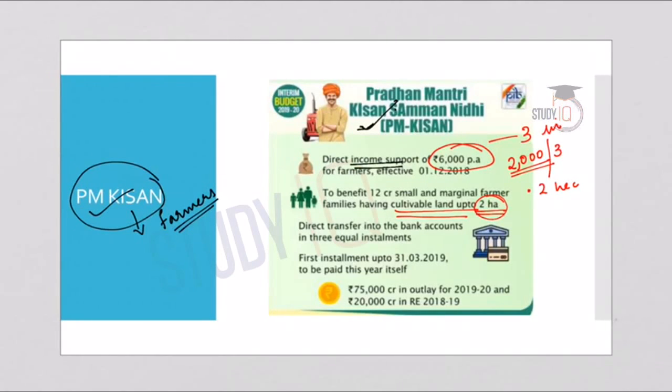So, this is a direct income transfer or income support scheme by which the government will directly transfer this amount to the beneficiaries' bank accounts in 3 equal installments of rupees 2,000 each. And the government has said that the first installment shall be paid this year itself, and the exchequer will bear a cost of around 75,000 crore for implementing this scheme. So the cost would be 75,000 crore. Now let us analyze this scheme in detail.